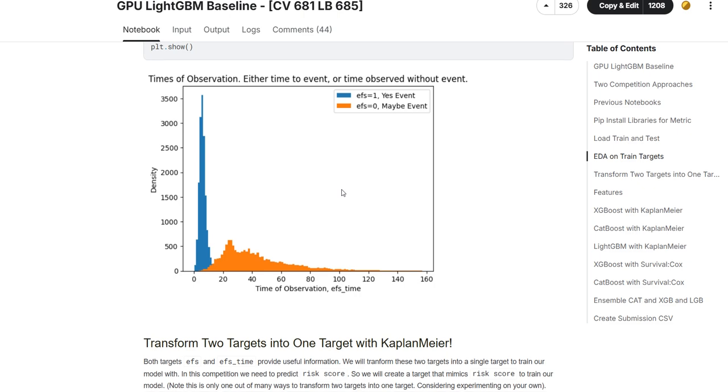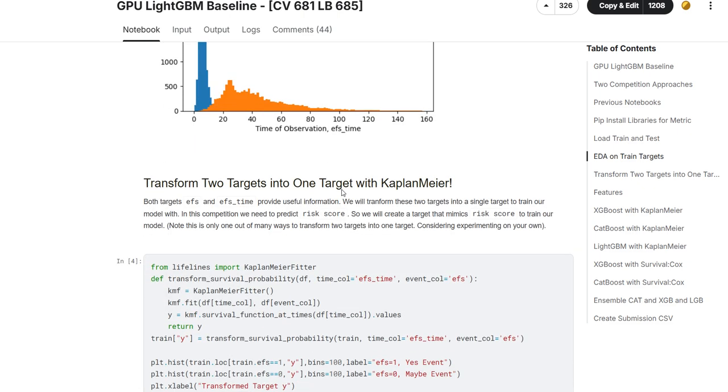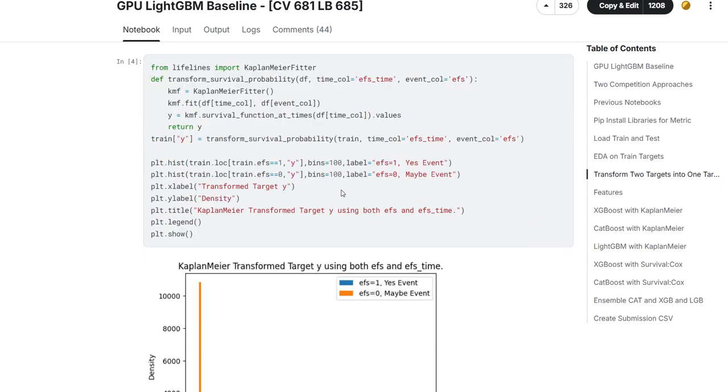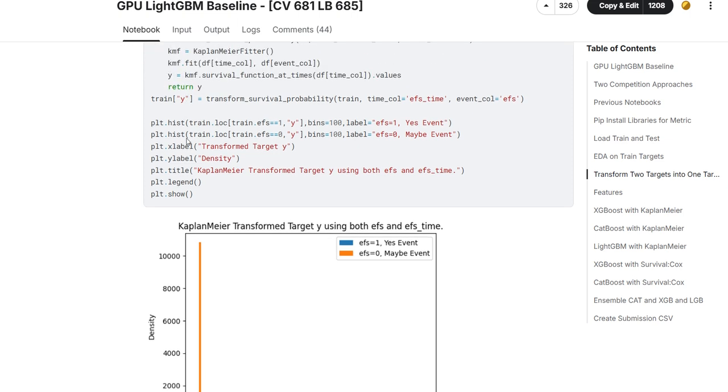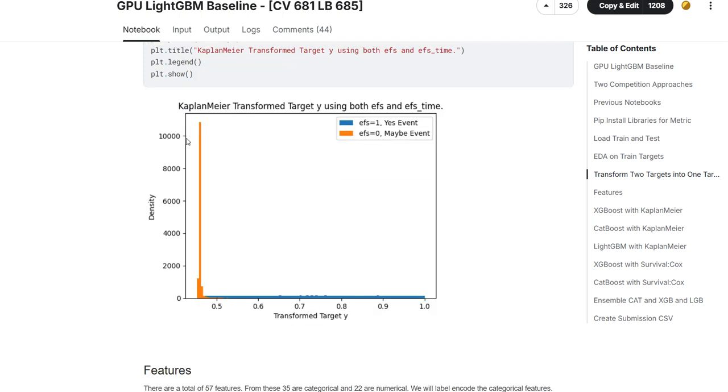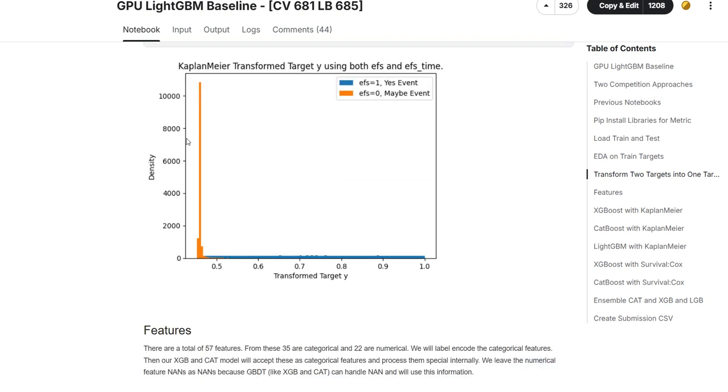Here's where the Kaplan-Meier fitter from the Lifelines library comes in. It's a way to estimate the survival function, the probability of surviving past a certain time. The notebook uses it to transform EFS and EFS time into a single target variable, y. This y value represents an estimate of the survival probability at the observed time. Look at this histogram of the transformed target. Again, we see the blue bars, EFS equals 1, and orange bars, EFS equals 0. The y values for patients who had an event, blue, are more spread out, while the y values for patients who didn't have an event, orange, are clustered higher, closer to 1. This transformation makes it possible to use regression models, even with this censored data.